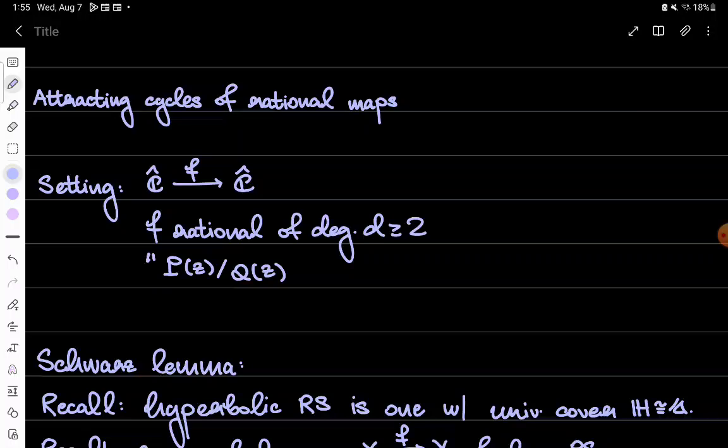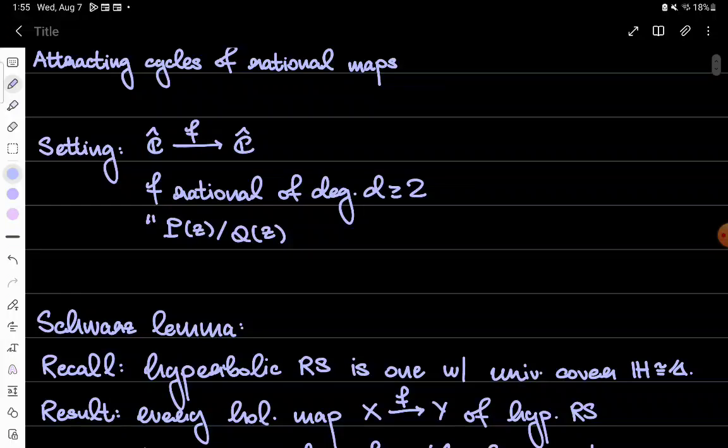So the basic setting is as follows. I'm denoting the Riemann sphere by C hat over here, and f is going to be a rational map of degree d greater than or equal to 2. Recall that the rational maps are exactly the meromorphic functions from the Riemann sphere to itself, among which the rational functions of degree 1, the Mobius transformations, are the automorphism group. Now, the degree is the greater of the degrees of the polynomials that you take the ratio of when defining the rational function, and it also corresponds to the topological degree of the map.